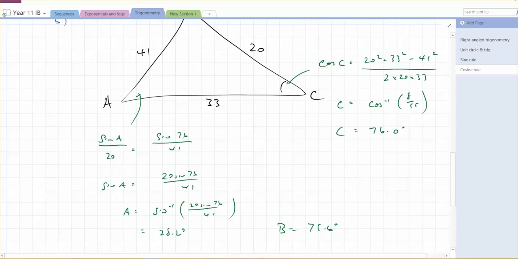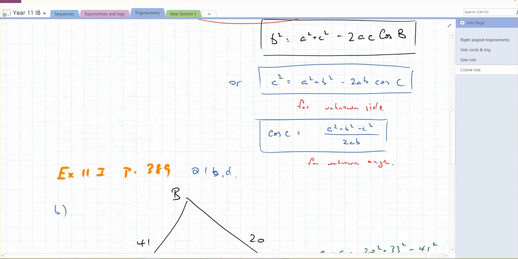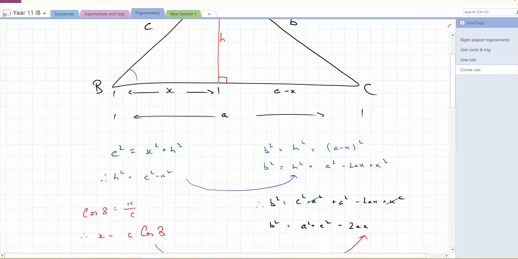Okay, so there's an example using the cosine rule for sides. An example up here using it for angles. There's the formula. Hopefully you've got good notes on this.